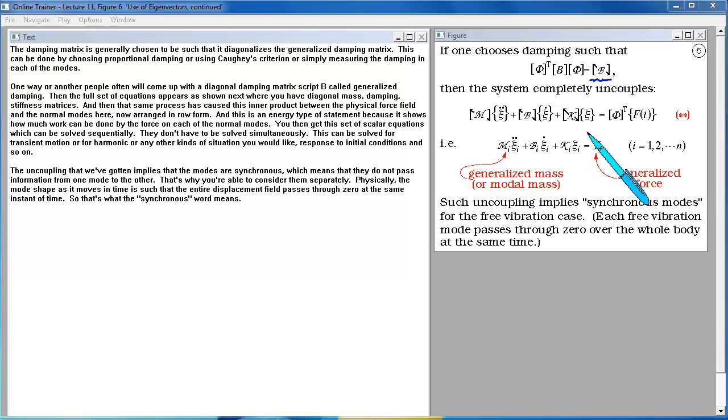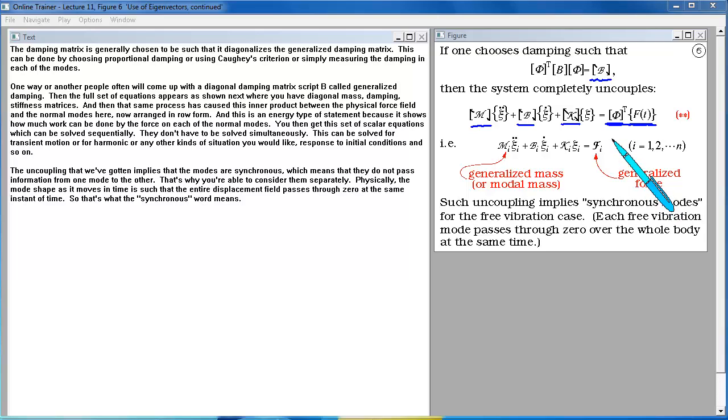Then the full set of equations appears as shown next, where you have diagonal mass, damping, stiffness matrices, and then that same process has caused this inner product between the physical force field and the normal modes here, now arranged in row form. And this is an energy type of statement because it shows how much work can be done by the force on each of the normal modes. You then get this set of scalar equations which can be solved sequentially. They don't have to be solved simultaneously.